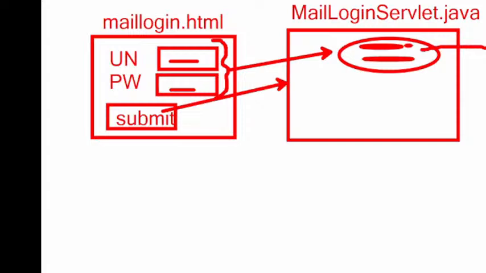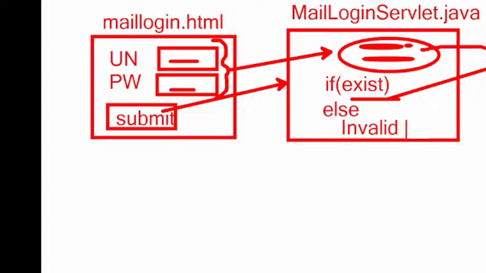Here, the database. Now, if the given username and password exist, I'll forward to mail servlet, suppose mail servlet dot java. Else, invalid: invalid username or password.